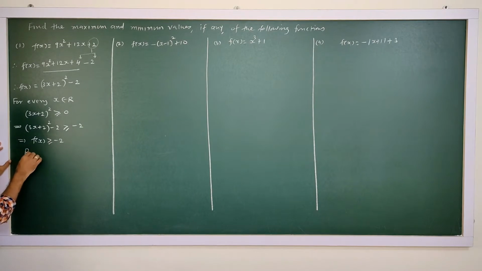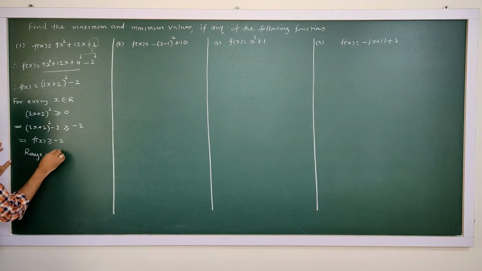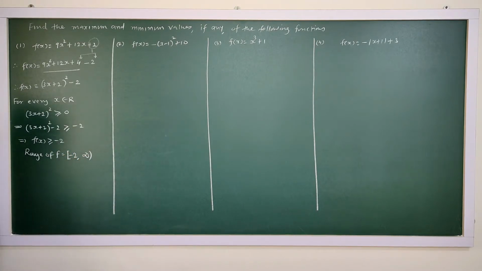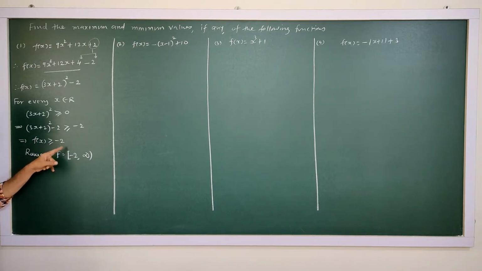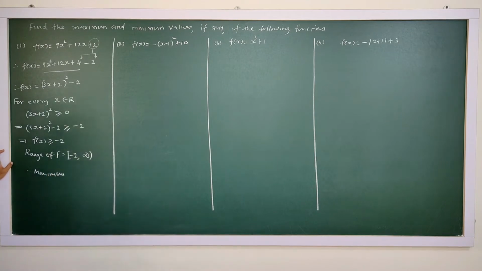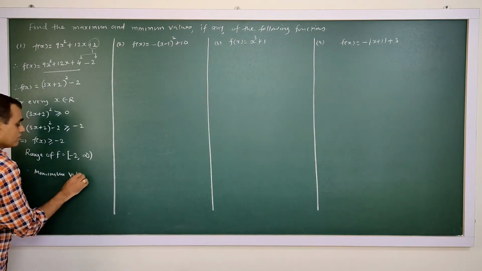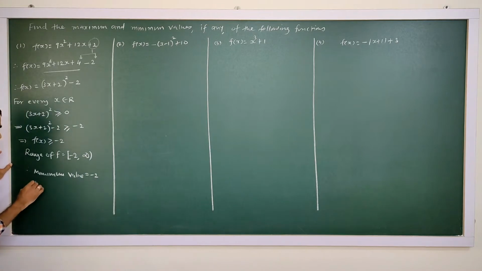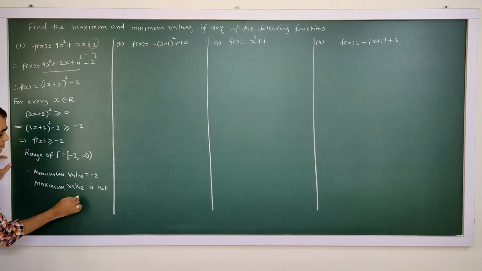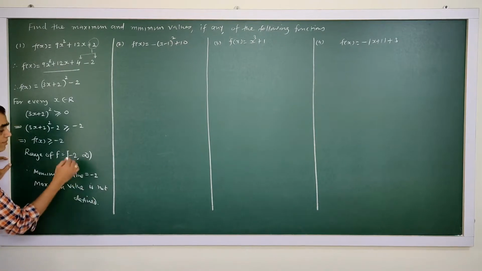So here the range of f is the closed interval [−2, ∞). The minimum value of f(x) is −2, and the maximum value is not defined. Maximum, it can be any number, no limitation.